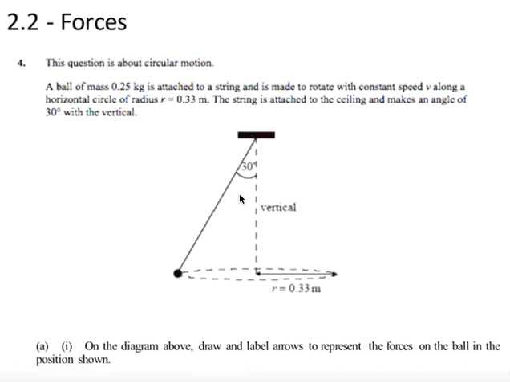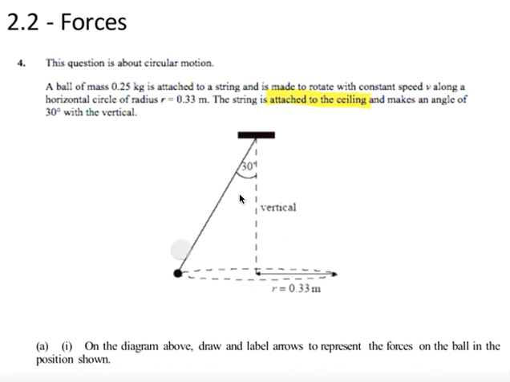In this question, we have a ball that's attached to a string and is made to rotate with a constant speed along a horizontal circle with a given radius. The string is attached to the ceiling and makes an angle of 30 degrees with the vertical. So the ball here travels in a circle like that, and it's attached to the ceiling here.